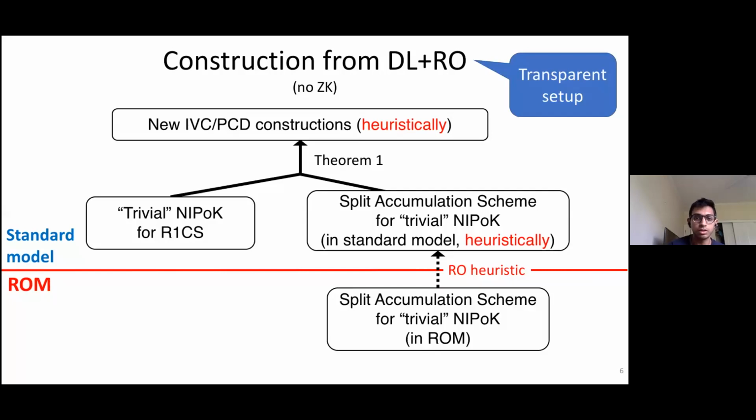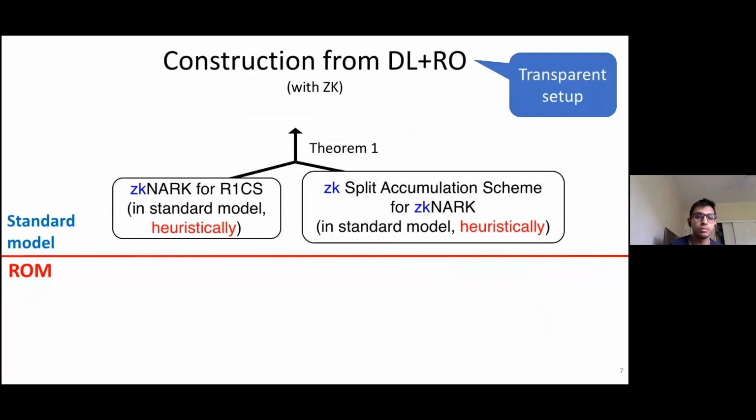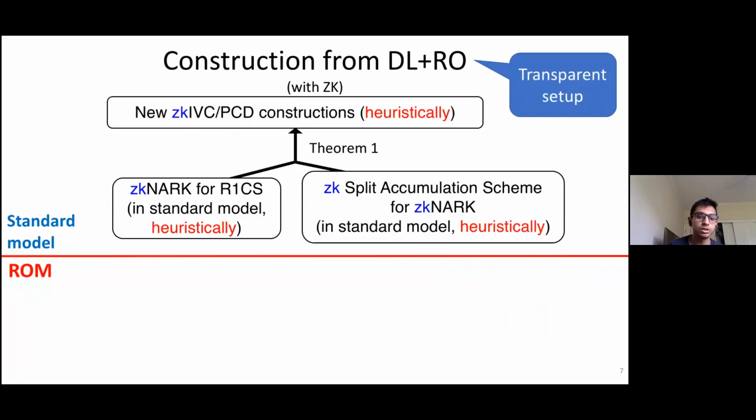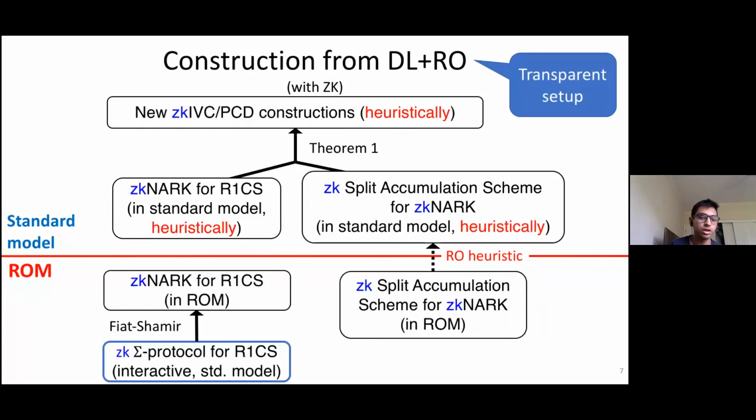Okay, so this is without zero knowledge. And then with zero knowledge, it gets a little bit more complicated. Now, both the NARC and the accumulation scheme actually are in the random oracle model, and then you have to instantiate the random oracle. And the cool thing is that the zkNARK is actually under the hood just a Sigma protocol, right? And then we can apply standard Fiat-Shamir and then instantiate the random oracle to get out.